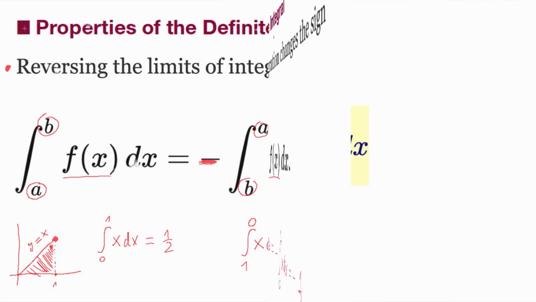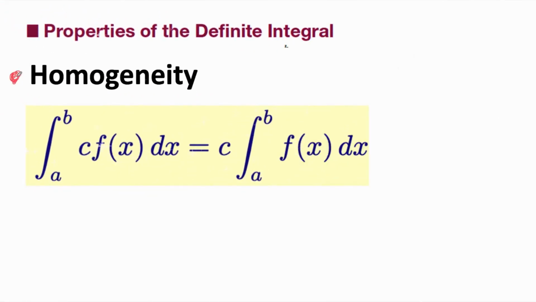Integration is a homogeneous operation in the sense that when I want to integrate a constant, say c, times a function, that would be exactly the same as integrating the function and then multiplying the result by the constant c. So for example, let's say the integral from 0 to 1 of 3 times sine x dx. That's the same as 3 times the definite integral from 0 to 1 of this function sine x dx.